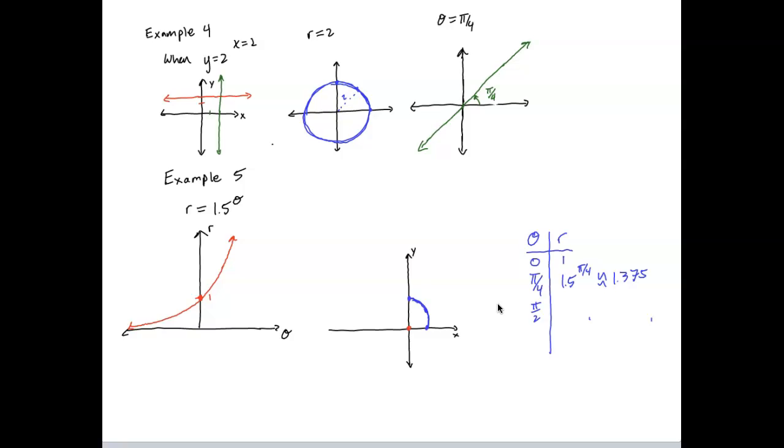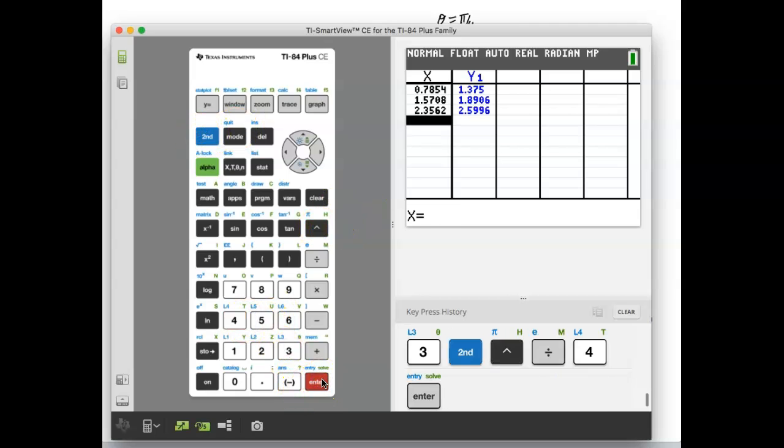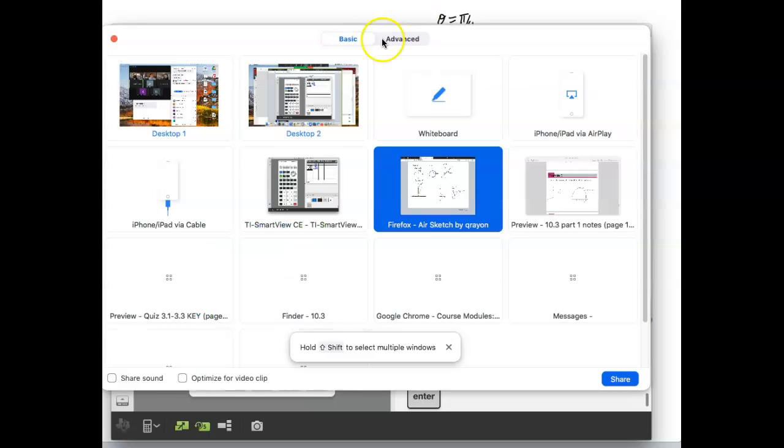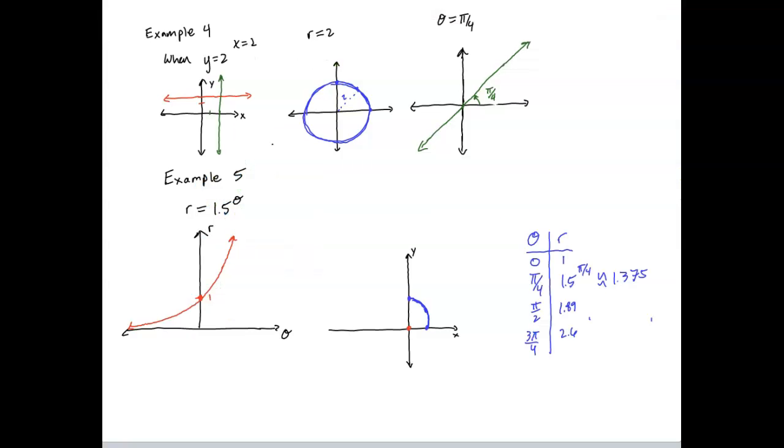All right, so next, halfway through the next quadrant would be 3 pi over 4. That was 1.89. But remember what exponential growth does. It may start off kind of slow, but it very quickly is going to get really large. So my radius is now about 2.6. So halfway through, even bigger radius.